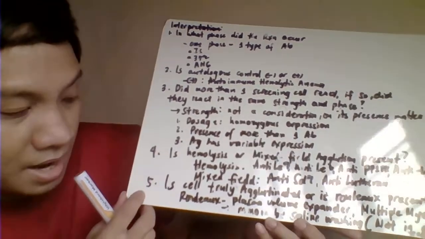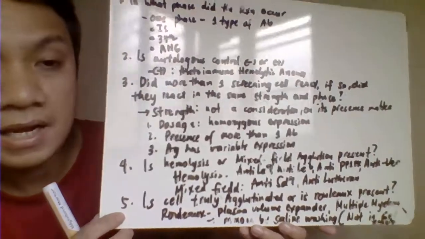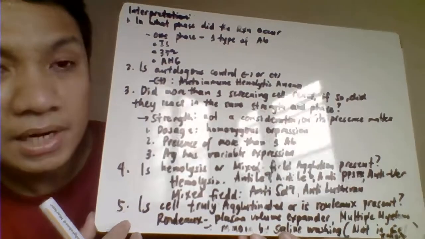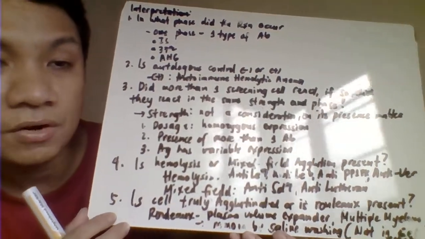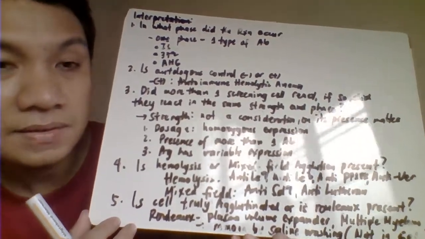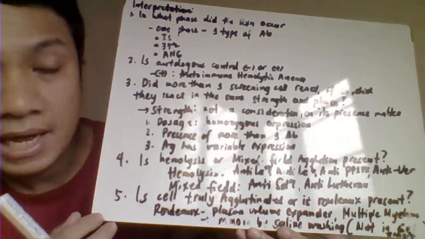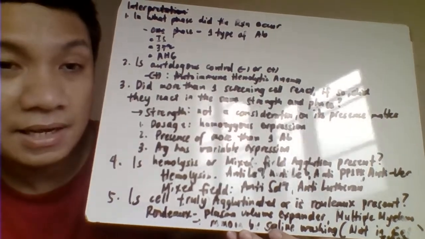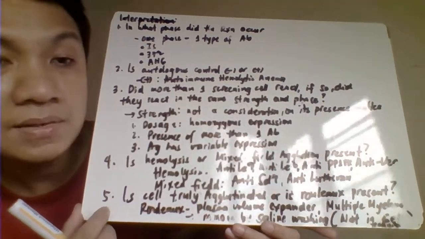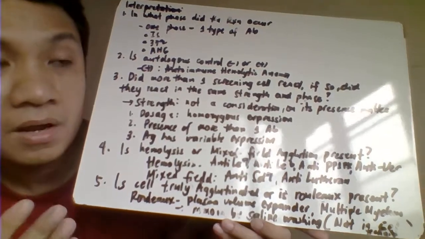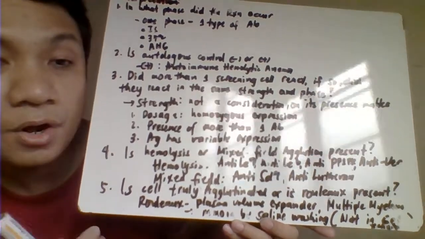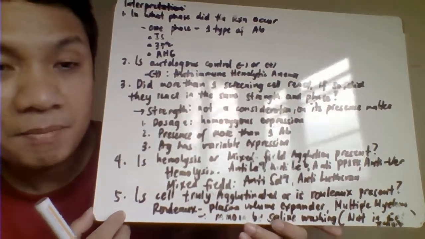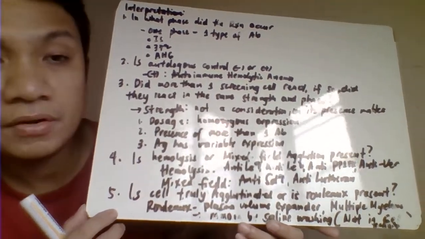Number 5 is, is the agglutination true or just a pseudo-agglutination? Usually, nagkakaroon tayo ng pseudo-agglutination or the rouleaux formation in the presence of your increased plasma proteins. Like in the case of your plasma expander, your dextran, in the case also of your increased plasma proteins related to your multiple myeloma, Waldenstrom macroglobulinemia.